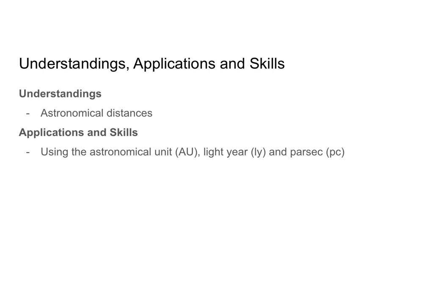Before I get too into things, I do want to review with you the understandings, applications, and skills that IB expects from you. So IB expects you to understand the different astronomical distances, and they expect you to be able to use the astronomical unit, the light year, and the parsec, which are the 3 units of distance that we're going to be learning about in this video.